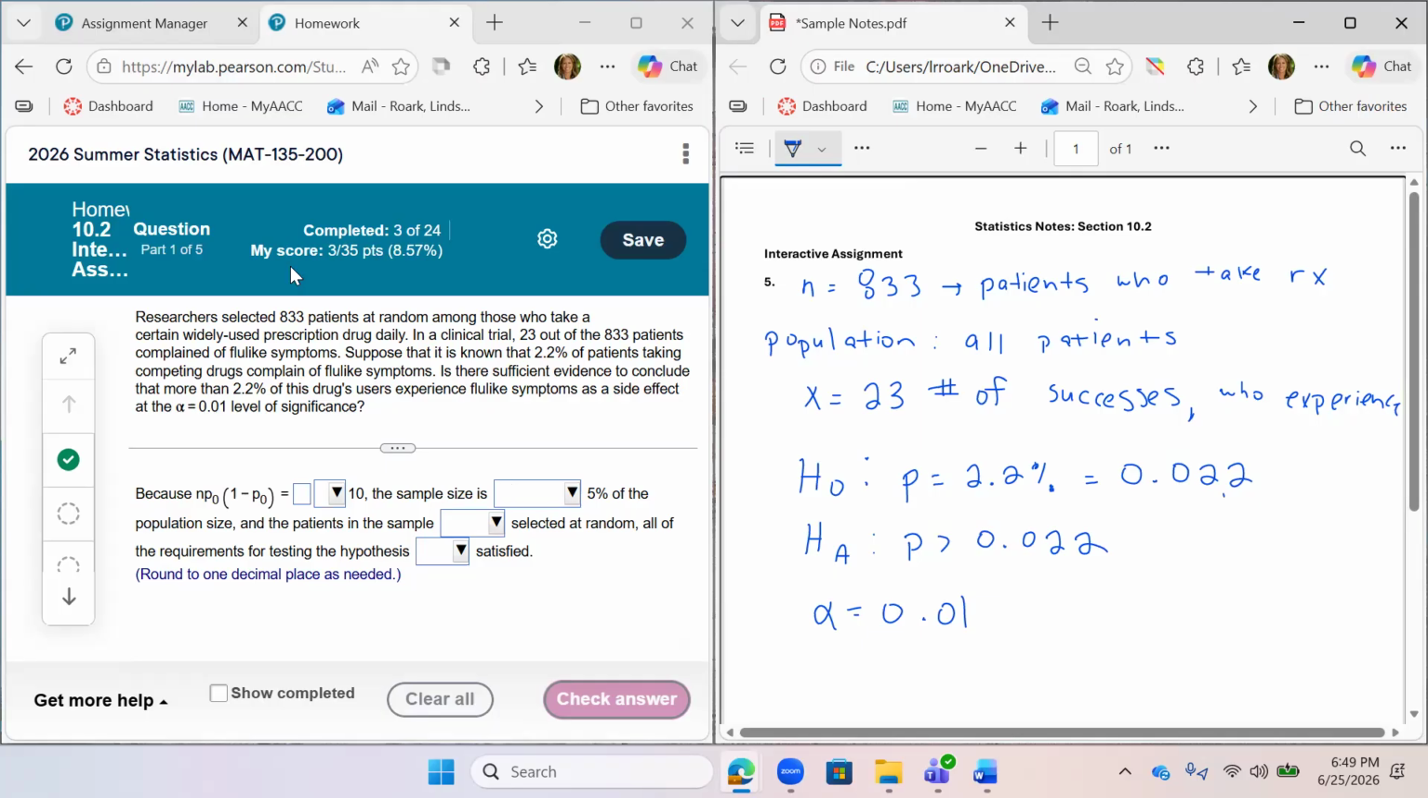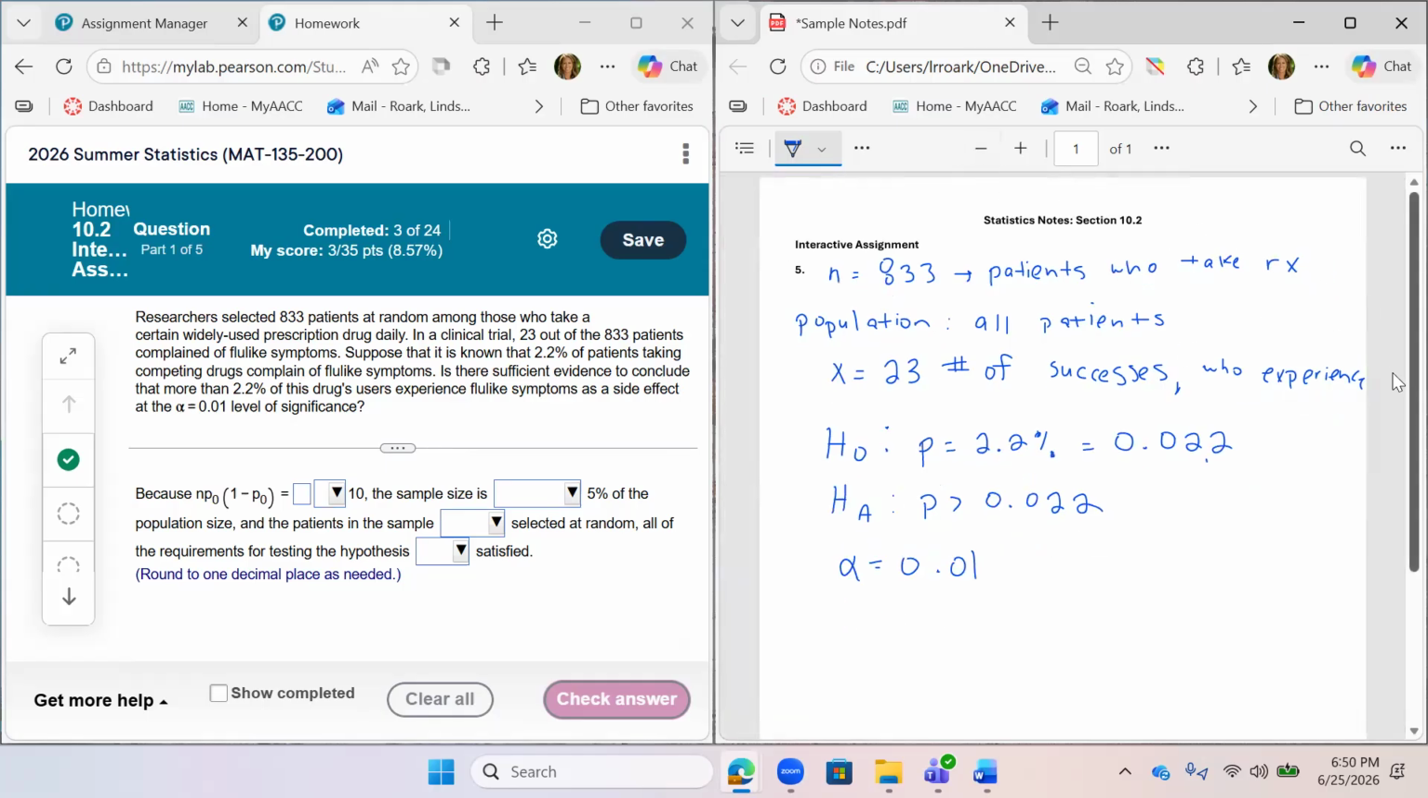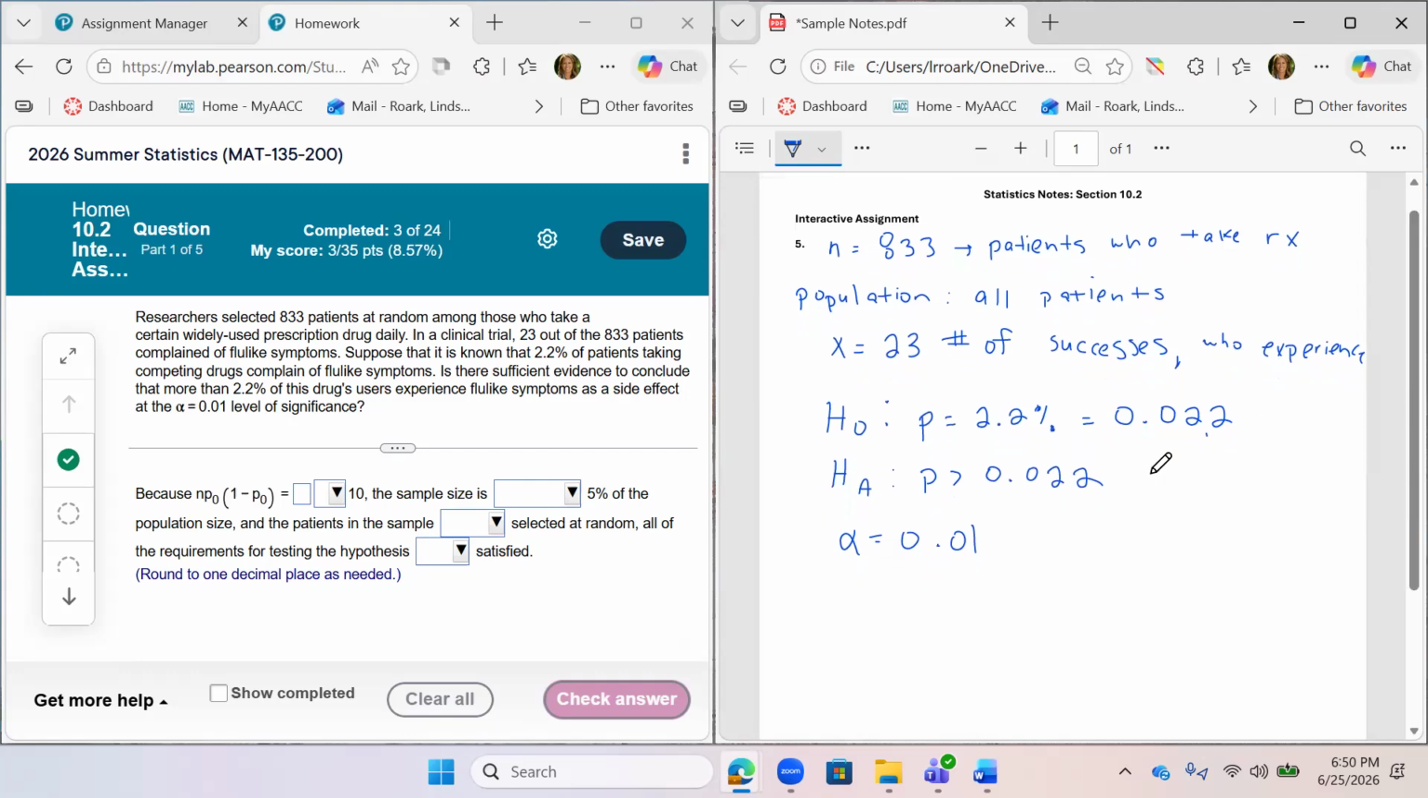Okay, here we go. Now the conditions, my least favorite part ever in the history of this class. This part here, right here, is my favorite. Okay, so it says, because n times p sub 0 times 1 minus p sub 0 equals blank, blank 10. Like what? Okay, so this is the other beast of all of these problems: not only is there a lot of information, but these conditions, let me tell you.